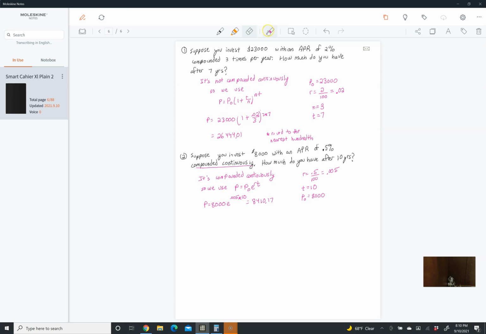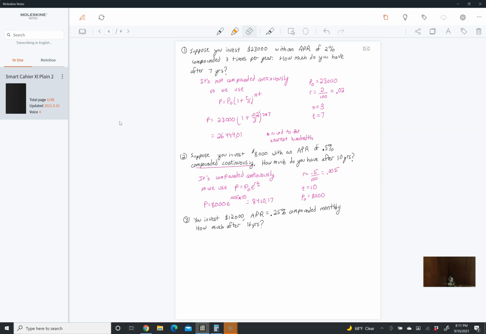Okay, let's do another one. I'm going to put this in kind of shorthand just for time purposes. So when you get a problem on a test, it's going to read more like this. Okay. In this one, you invest $12,000. Your APR in this case is 0.25%. And we're compounding monthly. And we want to know how much after 16 years.